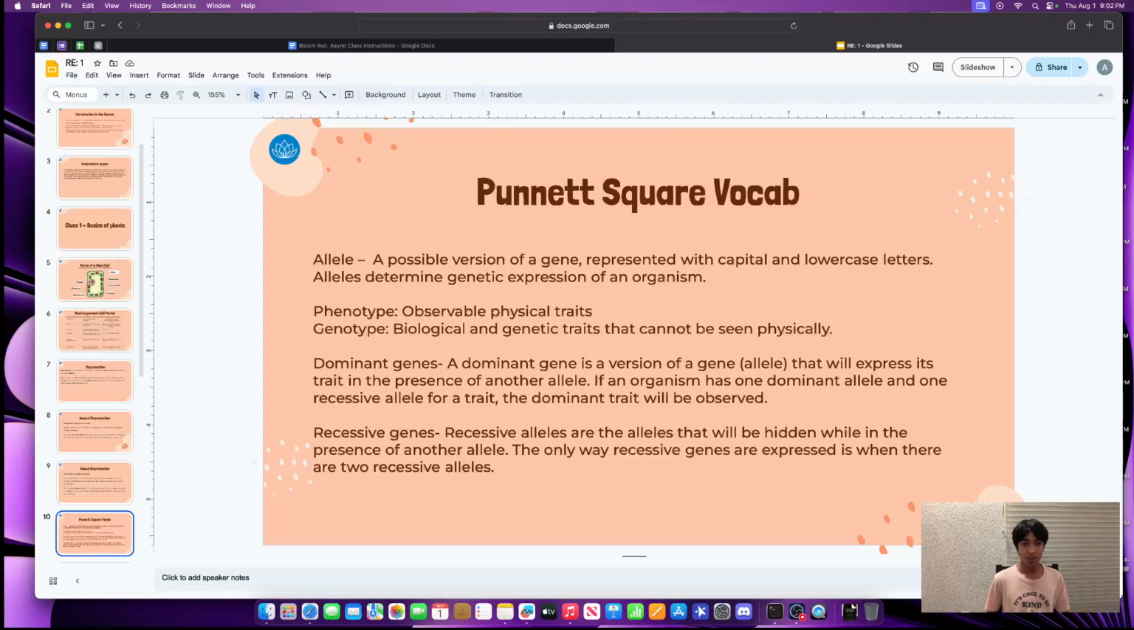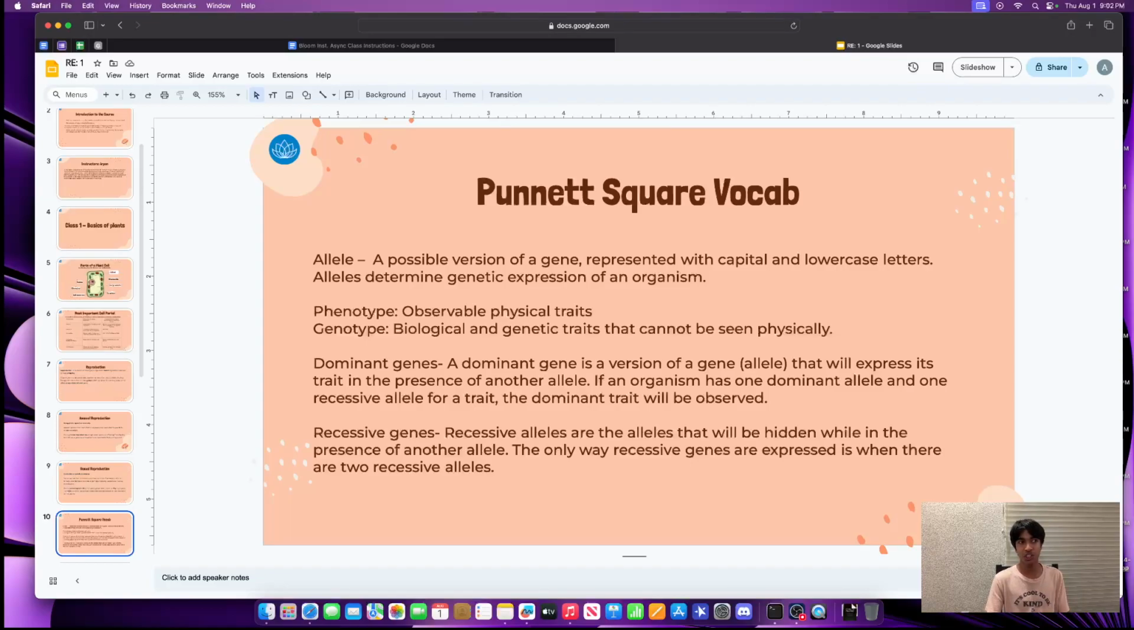A phenotype is observable physical traits. Like, for example, my hair color or my skin color are observable physical traits. Okay, keep that in mind. And a genotype is biological and genetic traits that cannot be seen physically. So like biological factors. And then another thing I want to say about alleles before we move on to the genes is they're like flavors.